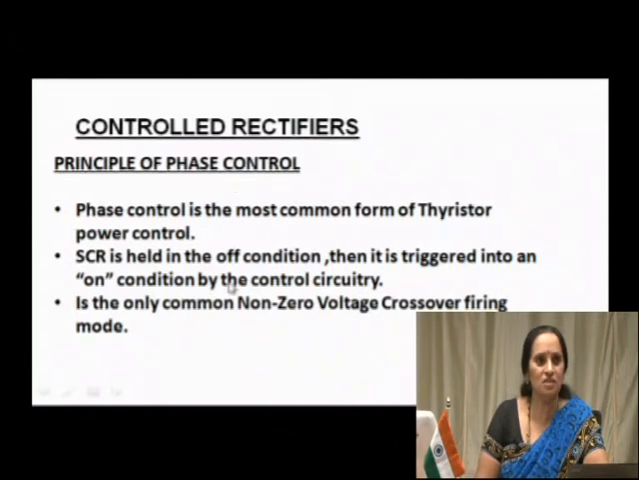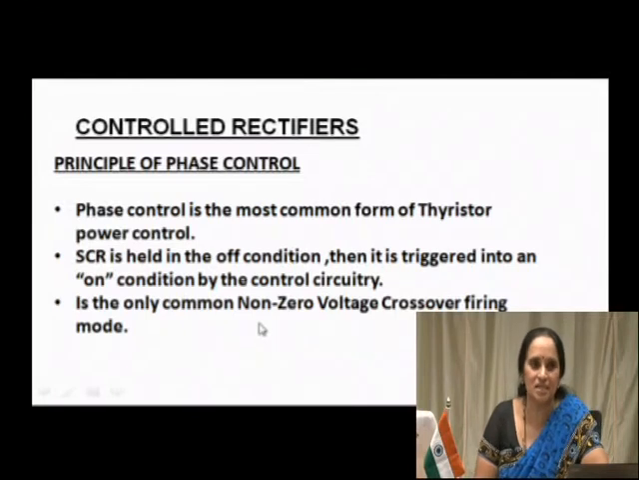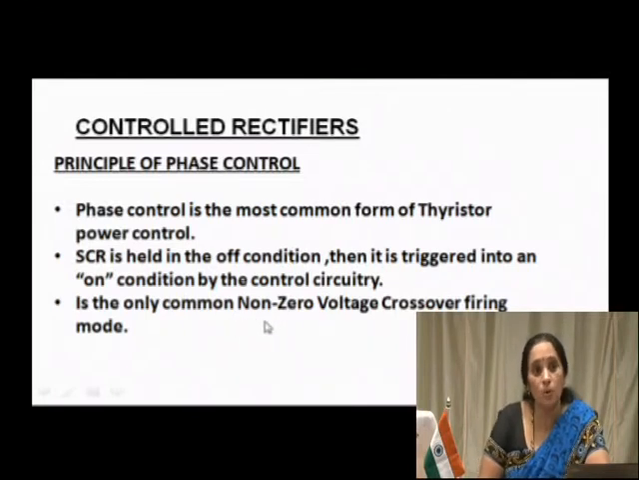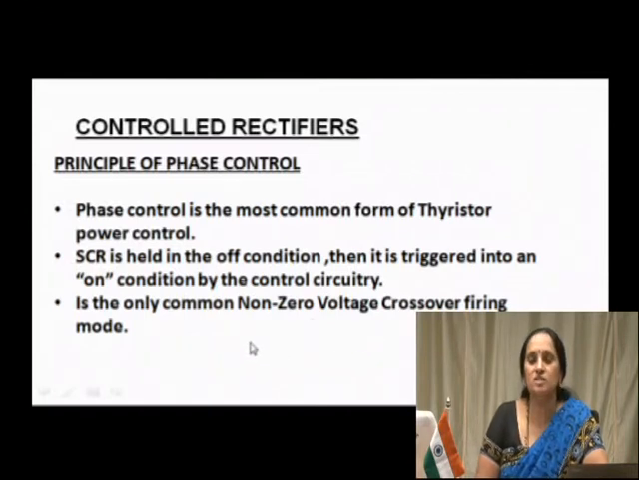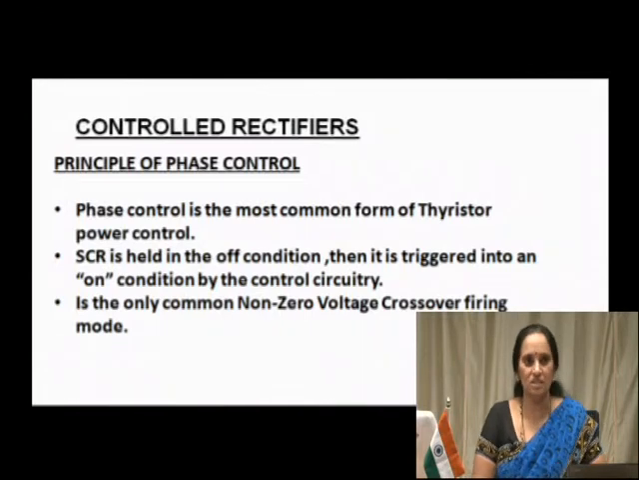And this phase control is the only common non-zero voltage crossover firing mode. Please note this terminology, non-zero: even when the AC input waveform is not passing through 0, I can fire or trigger the thyristor. Which means to say there is also a zero crossing firing methodology, which we will not discuss today.